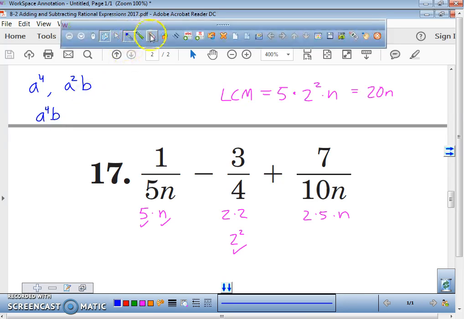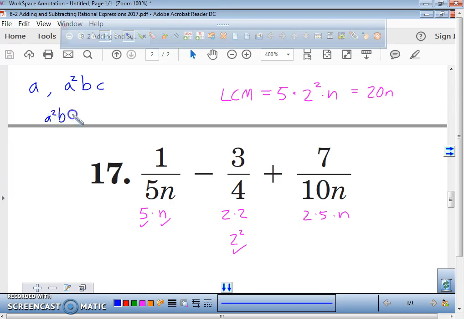What's the least common multiple between a and a squared bc? A squared bc. What if I change this and say a to the 5th? Then it's going to be a to the 5th bc. So what you've got to look for is the greatest exponent for each individual monomial. What's the greatest exponent for the 2? 2 squared. That's why I had to choose a 2 squared. What's the greatest for a 5 to the 1st? It's just 5 to the 1st. And for n to the 1st, it's just n to the 1st.